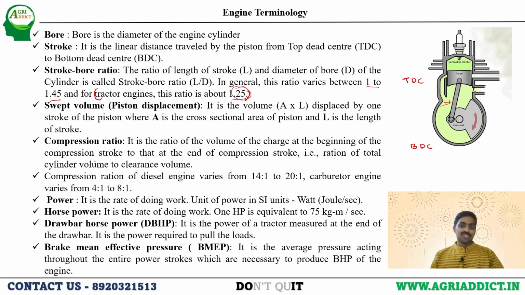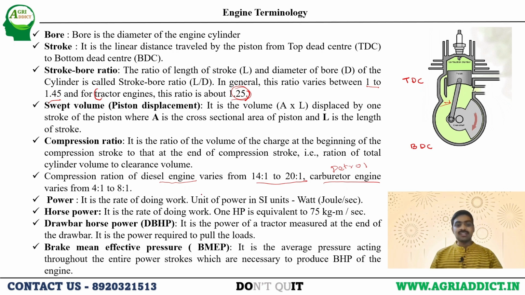Next, talking about the compression ratio: it is the ratio of the volume of charge at the beginning of the compression stroke to that at the end of the compression stroke. That is, the ratio of the total cylinder volume to the clearance volume is given by the compression ratio. This was already mentioned in the differences: it is 14:1 to 20:1 in diesel engines, and 4:1 to 8:1 in carburetor engines. Carburetor engine is another name for the petrol engine. So other names of the petrol engine are also important for the exam.